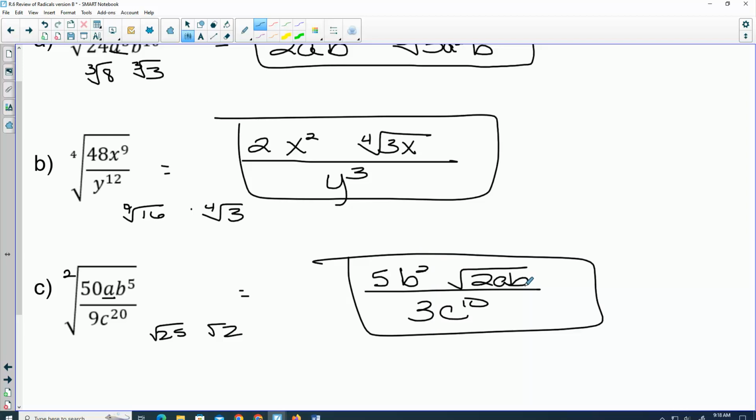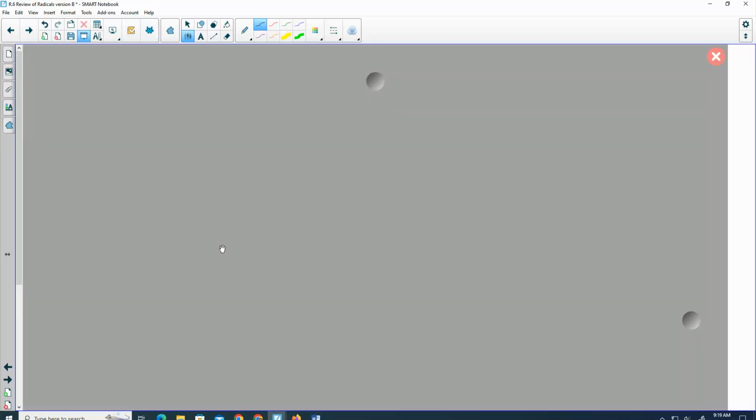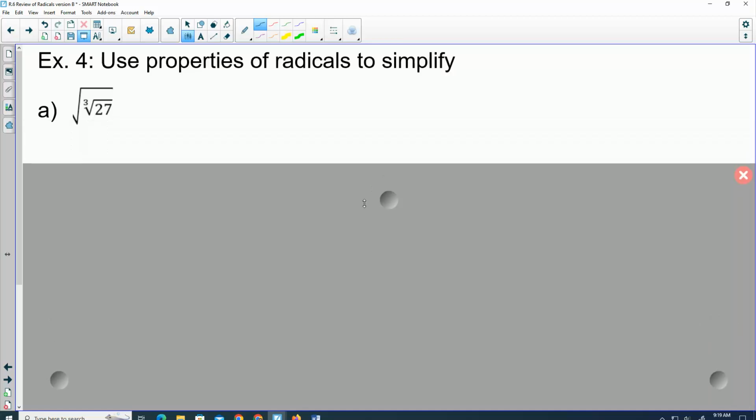All right, how are we doing on these? Did you guys remember doing this in the past? I want to try some different problems, just using what we might know about exponents and radicals, seeing if we can simplify some different things.